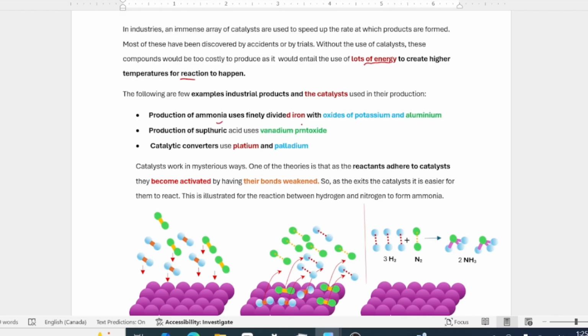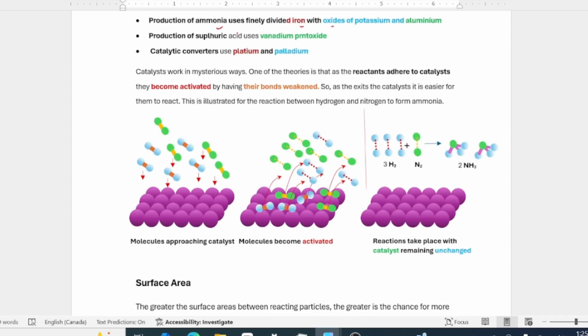The production of ammonia uses finely divided iron oxides of potassium and aluminum as catalyst. Production of sulfuric acid uses vanadium pentoxide in the contact process, and catalytic converters of automobiles use platinum and palladium to convert those toxic gases, such as oxides of nitrogen and carbon monoxide, into safe carbon dioxide and nitrogen.